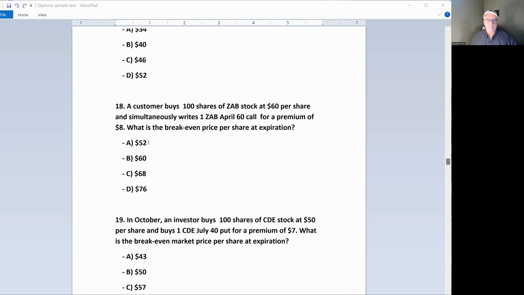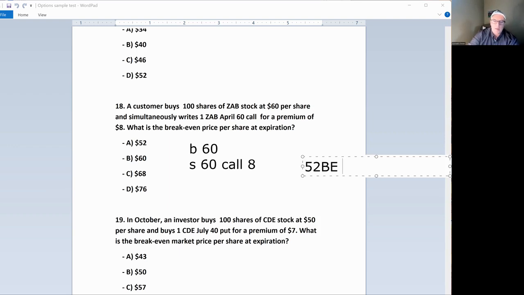We bought stock. I'm getting cocky here. Bought stock at 60. I sell 60 call for 8. Since it's a buy and a sell subtracting, so that's going to be 52. And since I'm long stock, I'm quite the bull. Sammy the Bull Gravano. Love it. Raging Bull. Love it. Okay, good stuff.